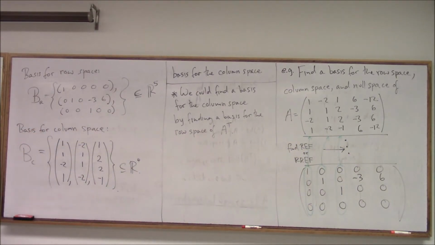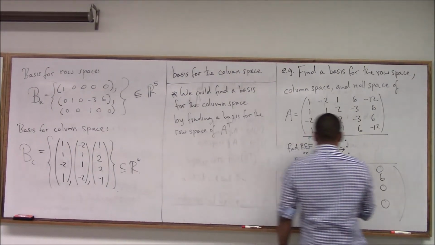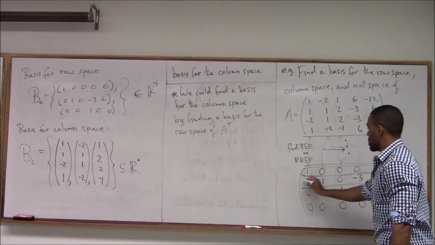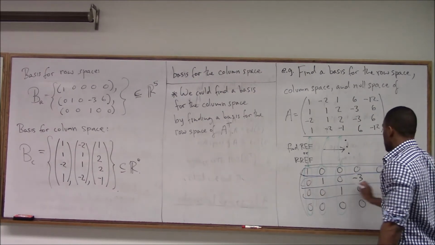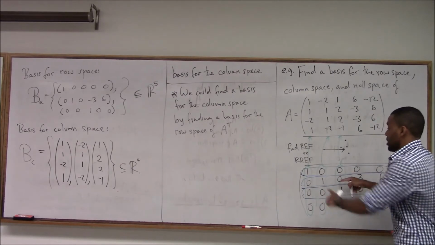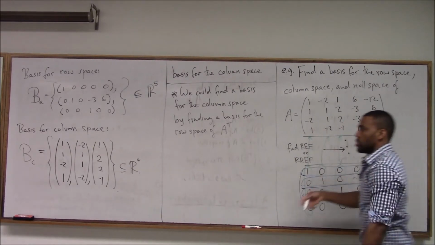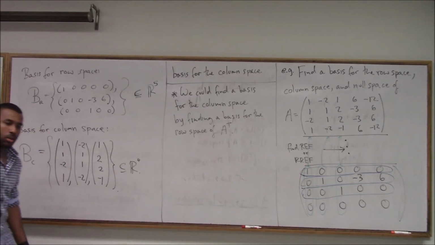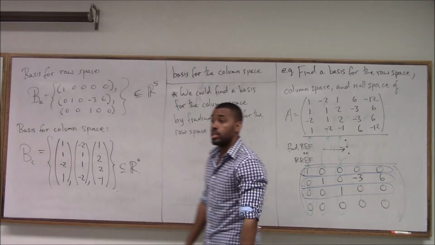So the rows with the pivots, you can take those exact rows and they're a basis for the row space. If you take the columns with the pivots, corresponding to the original matrix, those form a basis for the column space, because it will get rid of dependent columns at the same time.